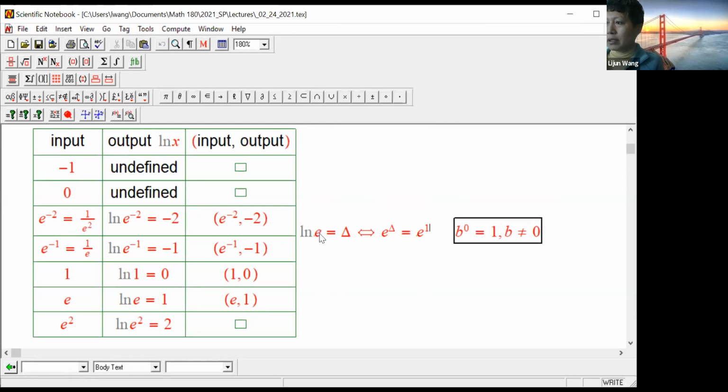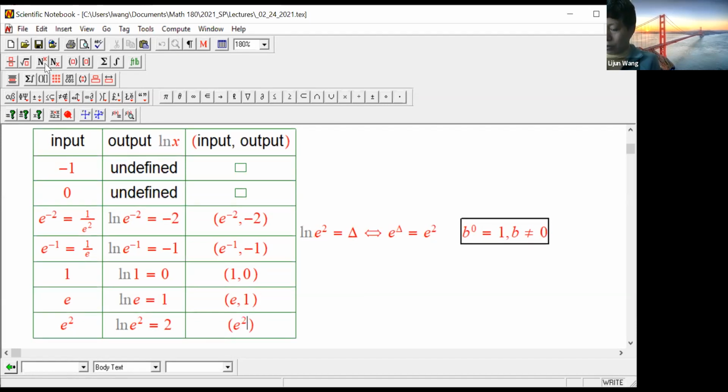And if the input is e squared, and you want it to be squared, therefore the y value is going to be 2. So the last point is going to be e squared. Well, this certainly is not the last point on the graph. It's just the last point we want to do.